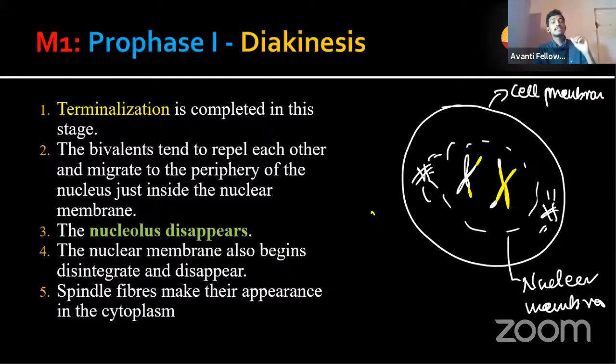The bivalents tend to repel each other and migrate to the periphery of the nucleus, just inside the nuclear membrane. The nuclear membrane is a little bit intact, and the nucleolus will start to disappear, the nuclear membrane also starts to disappear, and spindle fibers start to appear. After this prophase, the paternal chromosome has some part of the maternal chromosome, and the maternal chromosome has some part of the paternal chromosome. So this is very important. Prophase one gives rise to recombinant chromosomes. Recombinant means a new combination happened.